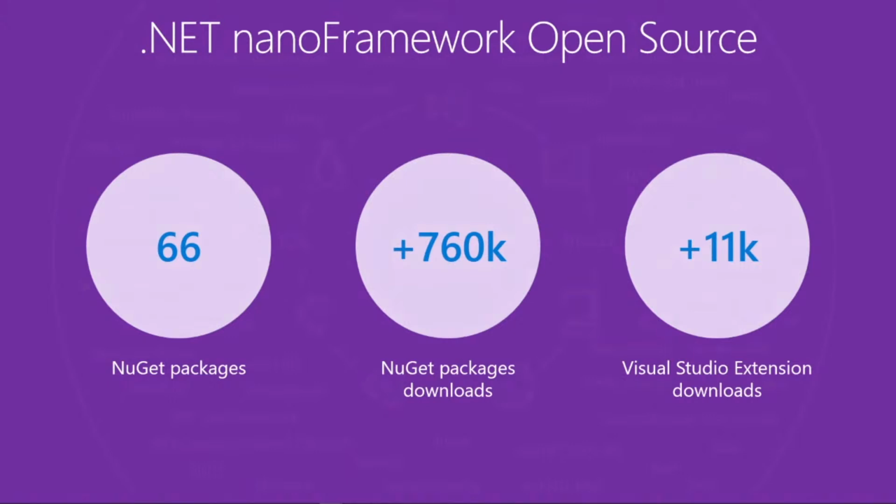So right now, and some numbers to give you an idea, we have 66 NuGet packages. We have more than 760 NuGet package downloads. I just ran this number today, and we have over 11K downloads on the Visual Studio extension. This count is for both versions, the 2017 and 2019 versions. Okay.